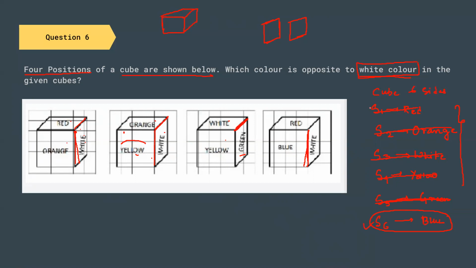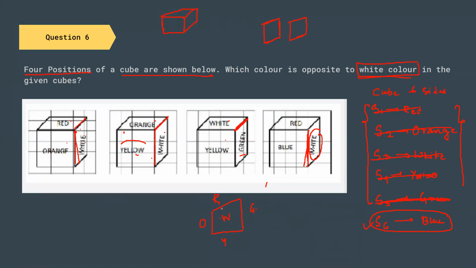because all these colors are sharing an edge with white, but the problem here is that blue is also sharing with white. So I don't think that this is a correct question, because it is not possible that five of the faces cannot share an edge with white. We can imagine this face will be red, this face will be orange, this face will be yellow, and this face can be green, and in the middle of it this will be white.